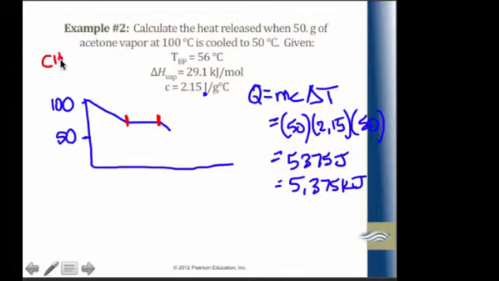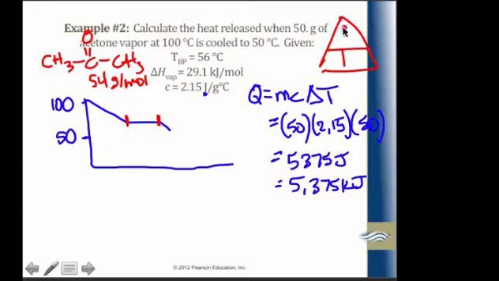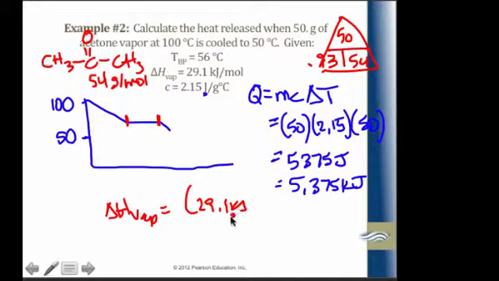This is acetone. It has a molar mass of 54 grams per mole. So my moles is going to be 50 over 54. That turns out to be 0.93. So my condensation heat will be 29.1 kJ per mole times the 0.93 moles, and I get 26.9 kJ.